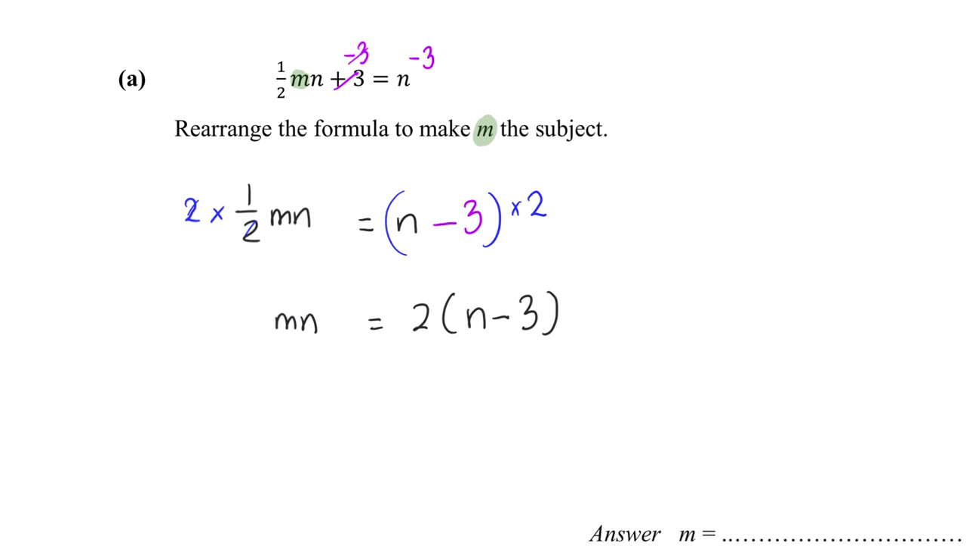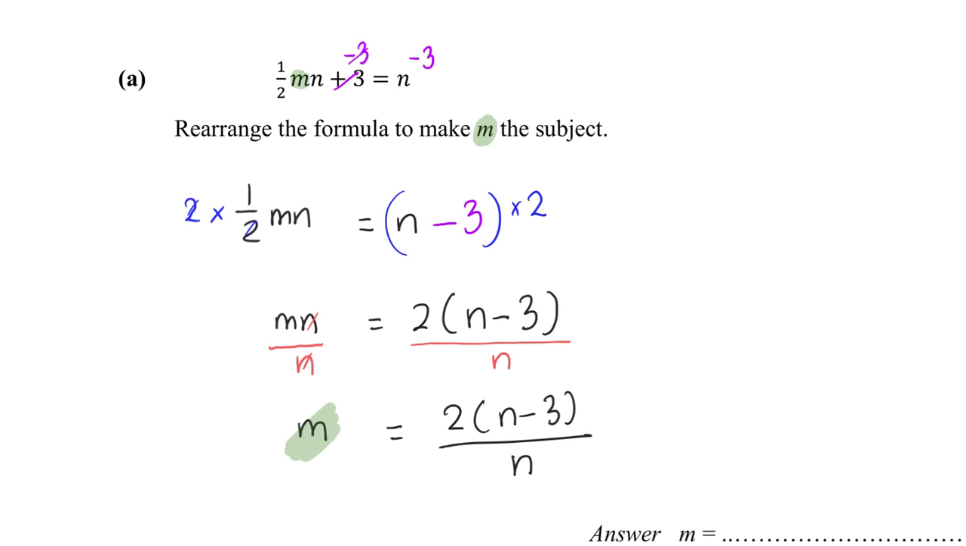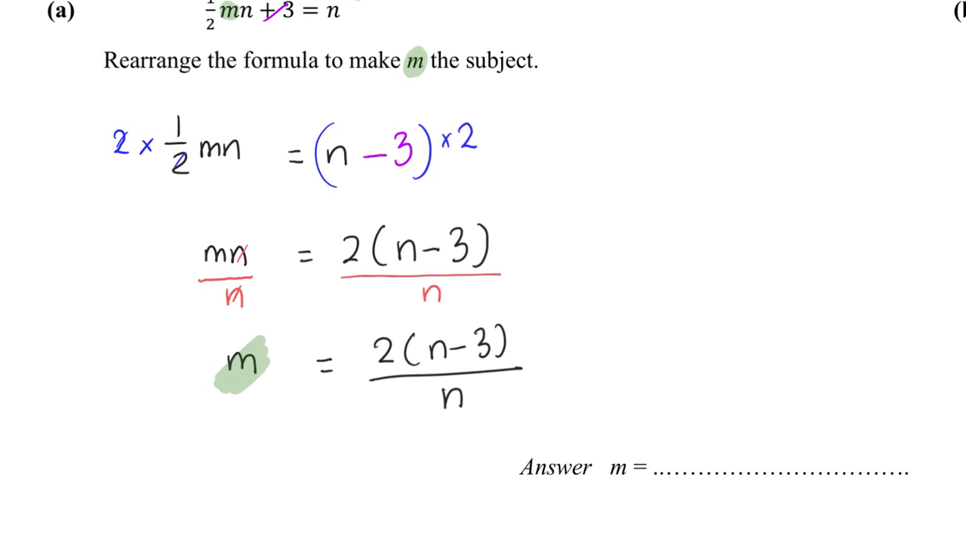Last, how do I get rid of the n? This is m times n. Yes, I'm pretty sure you know this. If I divide by n on both sides, I'm left with this. And I have successfully made m the subject. And this is what it means. It means that on the left-hand side, there's only this letter m. Okay? So that will be the answer for part A.